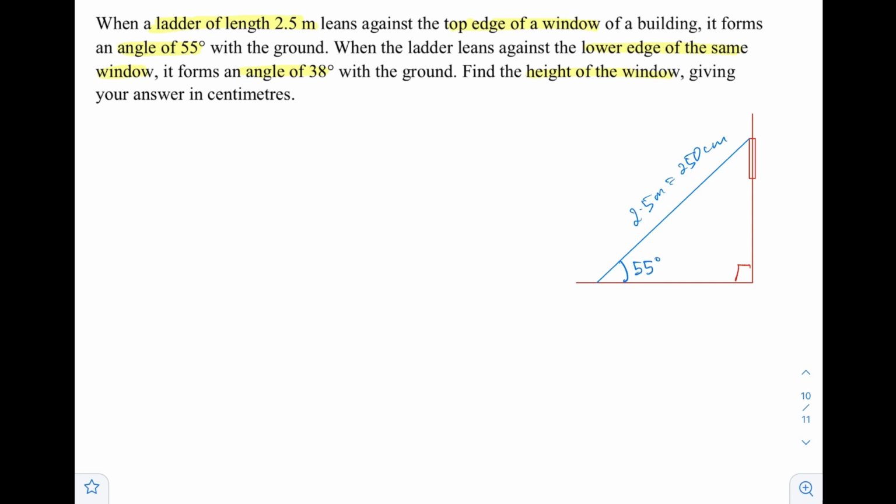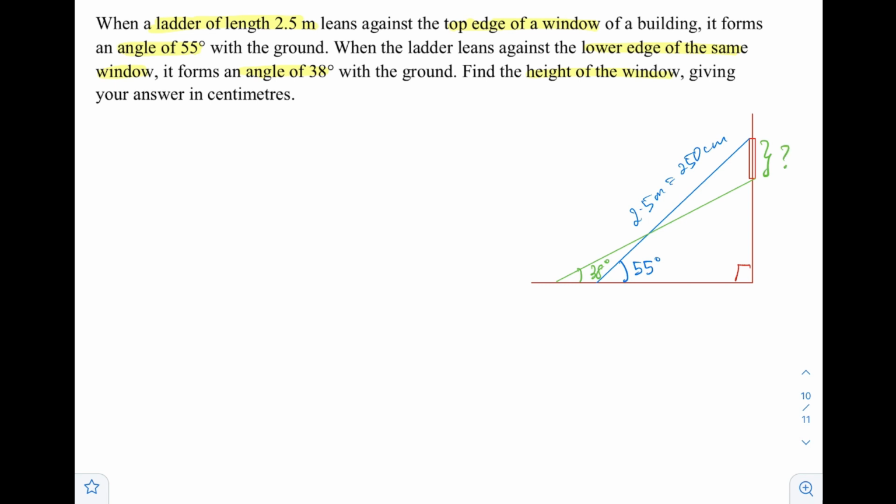When this same ladder leans at the lower edge, the ladder cannot change length, so the ladder will still maintain its length of 2.5 meters. But what happened now is the angle has changed. The angle now is 38 degrees. So what we want to find is this height of the window.